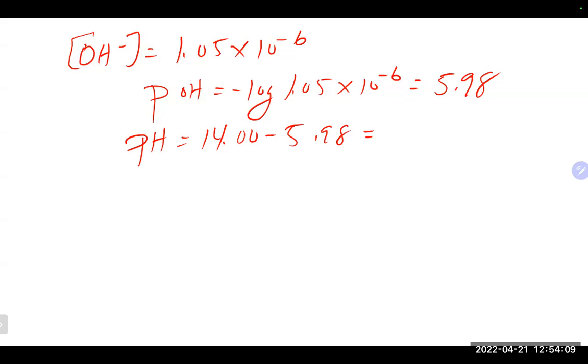And try that again there. Pretty sure it's not 19. Let's try that, minus 5.98. How about an 8.02? That sounds a little bit more reasonable, I suppose. It's super basic. So 8.02 there would be our pH. It is basic and sort of what we would expect.